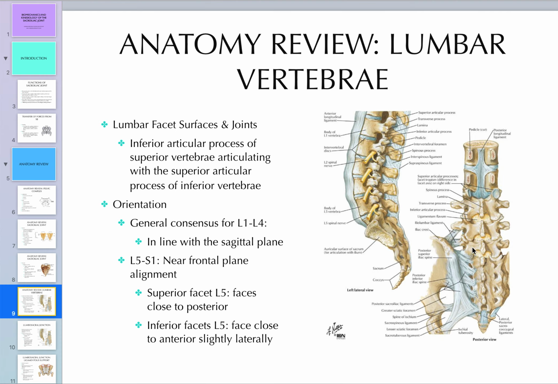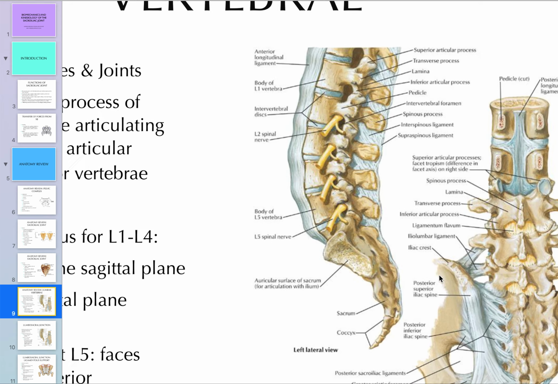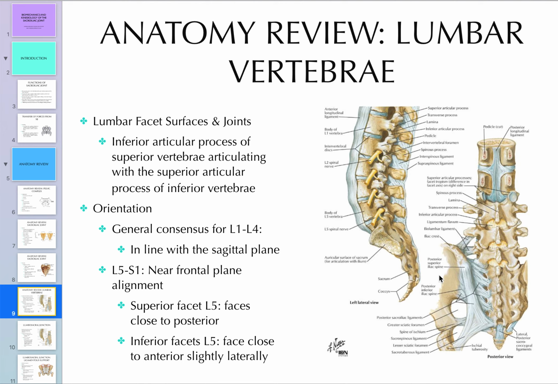L4 articulating with L5. So the general consensus is that L1 through L4 is typically in line with the sagittal plane. So we can see the facet orientation right here, and it's more in the sagittal plane. But as we get lower, we get closer and closer to the frontal plane. And here you can really see it clearly, the orientation of the joint in the frontal plane, right? So that's going to be important for the stability of the sacroiliac joint.